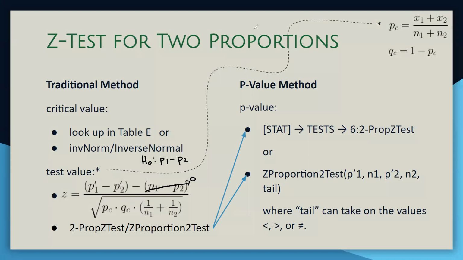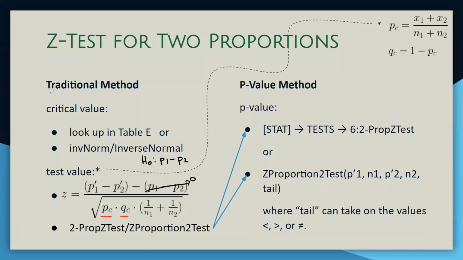So that test value becomes the difference in the sample proportions divided by that square root. In that square root, you will notice 2 new values, PC and QC. PC is a pooled value. It is the sum of the x's divided by the sum of the n's. And QC is the complement, 1 minus PC. So P prime 1 is x1 over n1, P prime 2 is x2 over n2, and PC is the sum of the x's over the sum of the n's.